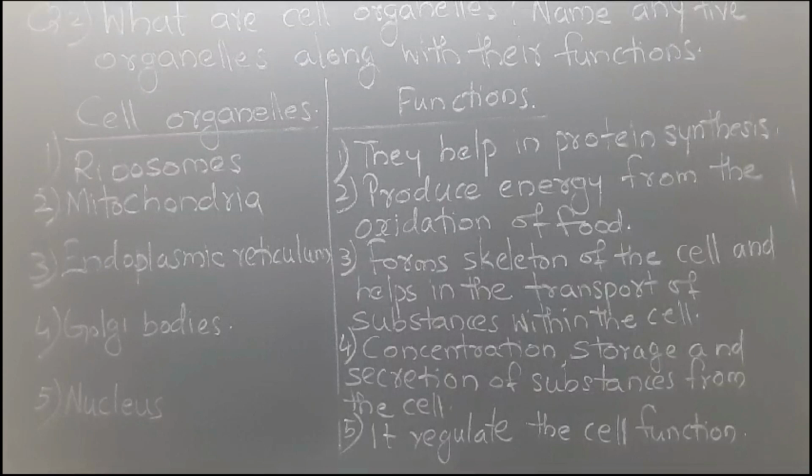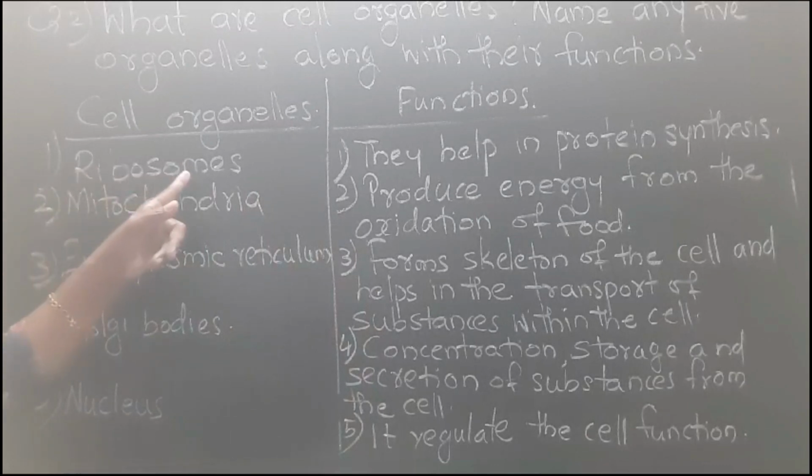Question is, what are cell organelles? Name any 5 organelles along with their functions. The first part of the question's answer we have done. Now the second part of the question's answer. What is the second part of the question? Name any 5 organelles along with their functions. Answer is, these are the 5 cell organelles. Number 1 ribosome, number 2 mitochondria, number 3 endoplasmic reticulum, number 4 Golgi bodies, number 5 nucleus. These are the cell organelles and the functions one by one.